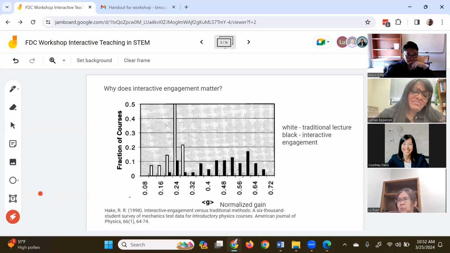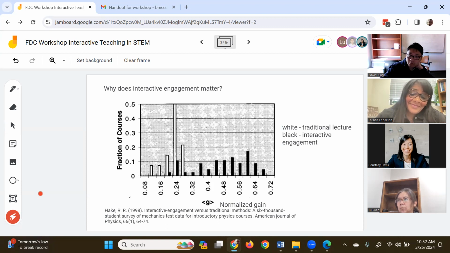I still would like it to be higher. But if we're looking at white, the average is right about here. 24%. Ouch. So if we're just traditionally lecturing, they're not learning very much of it. That's a problem. I ran across this my first year of grad school. They showed this to us as grad students and said, we need to do better than 24% of our learning if we want to actually have people proficient in physics.